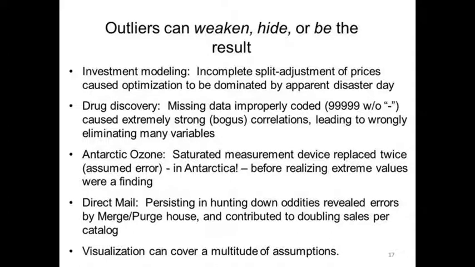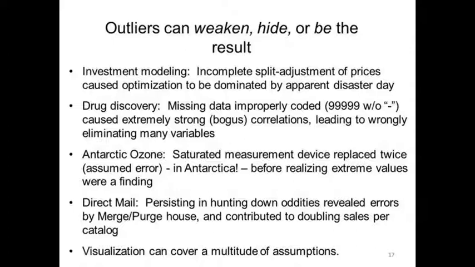And when we were able to hunt down why certain people weren't getting catalogs as often as they should, it revealed that the Merge-Purge house had been accidentally deleting all international customers from the sales catalog. So that was one of the contributors to doubling the sales per catalog, by finding that inconsistency. So visualization can be extremely important, and then obviously figuring out what's going on with the outliers and doing something about it can make the model much more valuable.